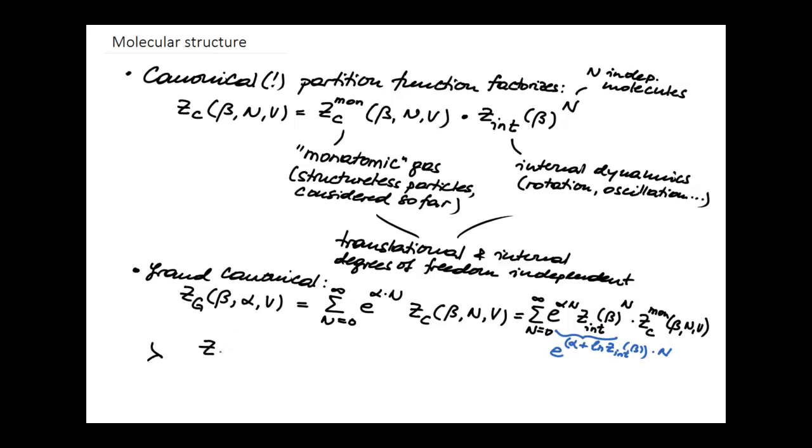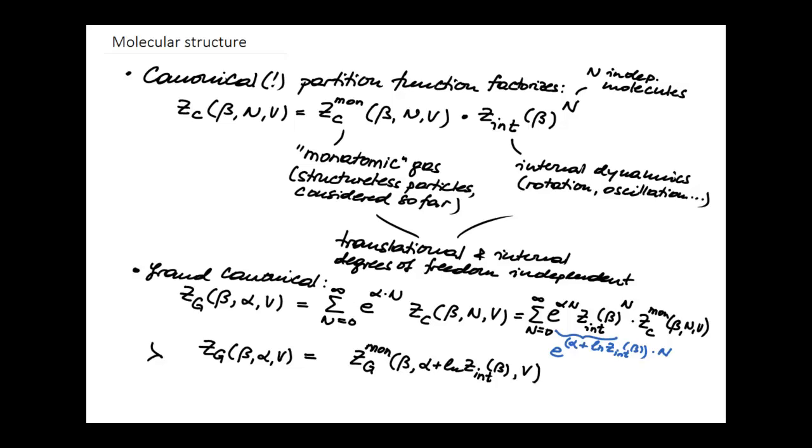You can say that the full grand canonical partition function, which takes into account the internal dynamics as a function of beta, alpha, and volume, is equal to the discrete Laplace transform of the canonical partition function of a monatomic gas, with, rather than alpha, alpha plus the log of the internal partition function. And this discrete Laplace transform gives the grand canonical partition function of the monatomic gas at inverse temperature beta, Lagrange parameter alpha plus log of the internal partition function, and volume.